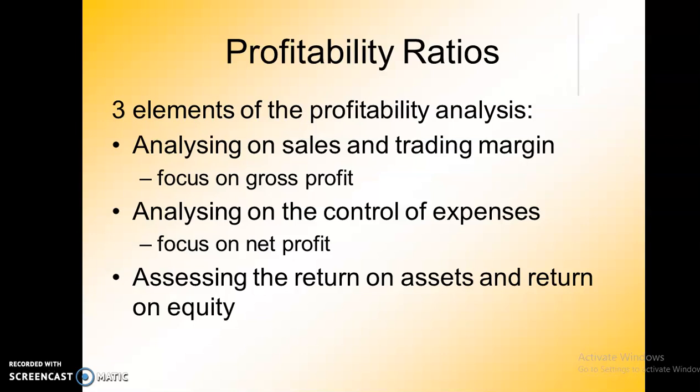The second key area is how well the firm can control the expenses: manufacturing expense, administration expense, selling expense, and all other expenses. How the firm controls all these expenditures also tells about the profitability of the business. And the third one is how well the firm can make a return from the assets. That's also very important to evaluate the profitability of the business. So these are the three key elements of the profitability analysis.